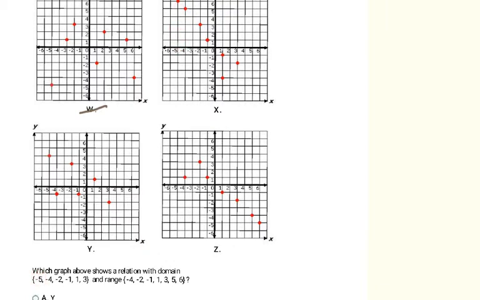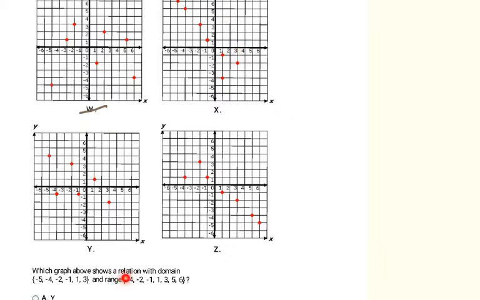So far, so good. The x coordinate here is -4. That's good. The x coordinate here is -2. The x coordinate at this point is -1. The x coordinate at this point is 1, and this one's 1. And it's okay, it's there twice. It's just only going to be listed once in the domain. And then here it's 3.